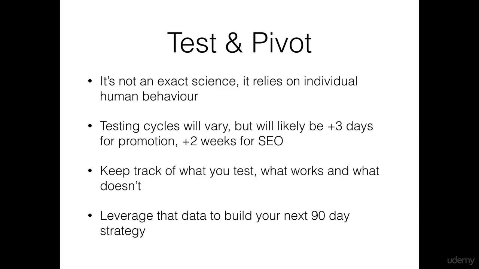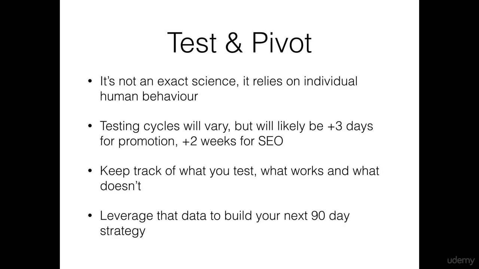Finally, test and pivot. Content marketing is just the same as any other campaign that you're going out with. It's not an exact science. It relies on individual human behavior, which is relatively unpredictable. You can predict it to a certain extent, but there are going to be factors that you can't account for. If it was a mass scale type of thing, which in reality any type of marketing these days really isn't anymore, you can always kind of predict where people are going to go because you can force them to go that way. But it's not an exact science, so testing cycles will be necessary, and they will vary.